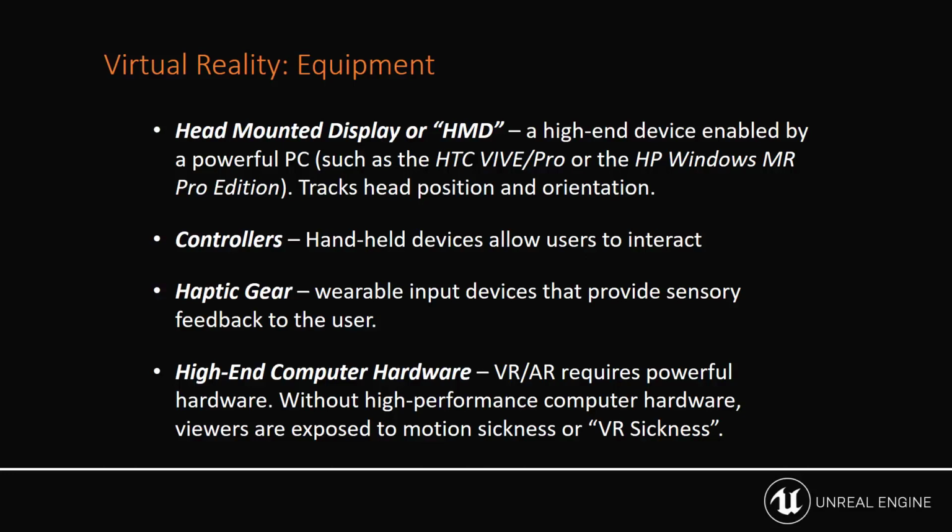So, haptic gear. Haptic gear is this idea of wearable input devices that provide sensory feedback to the user. Now, a lot of the motion controllers that we see with head-mounted displays are haptic in the sense that you'll get vibration, or you'll get this force feedback that will tell you something that may be happening within your virtual reality experience.